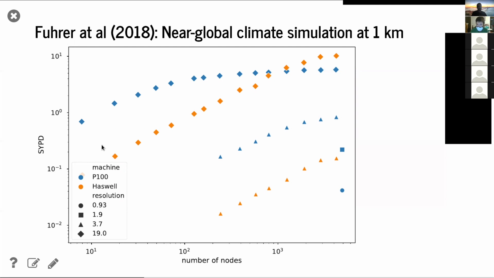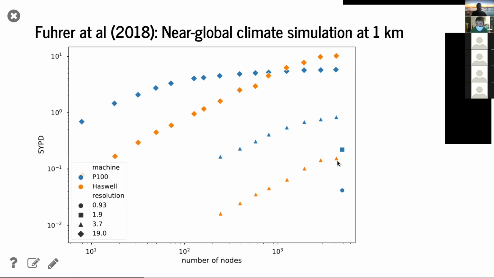When you run at a coarser model, so this is like 19 kilometer resolution, here we can compare the P100, so GPU, versus Haswell CPU. And we see that they cross over. And so if you use enough nodes, you get your fastest time to solution on the CPU. But if you're using many fewer nodes, you get more efficiency on the GPU.